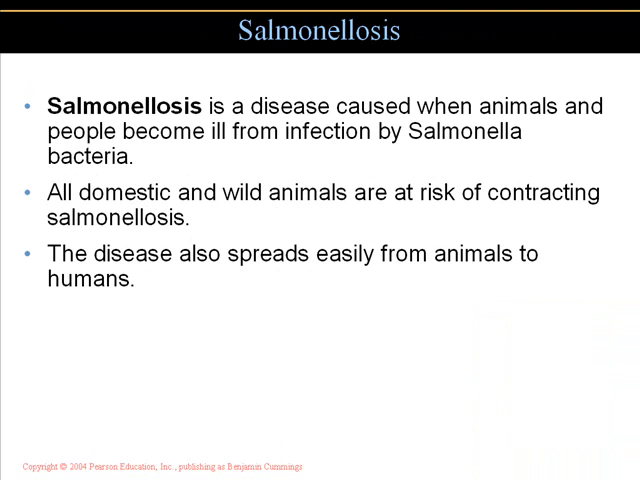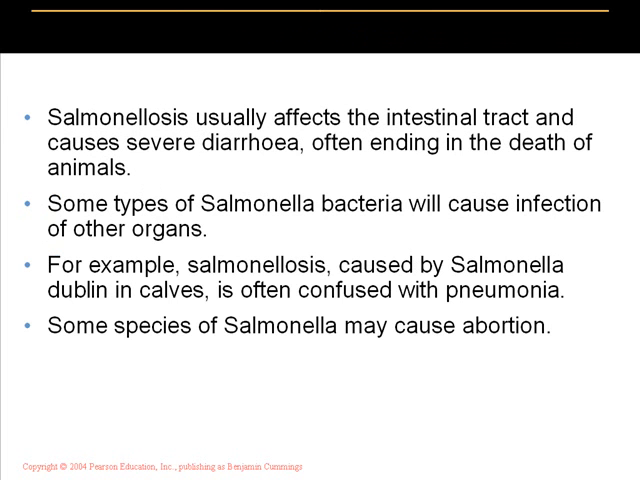Salmonellosis is basically a disease caused when animals and people become ill from infections by salmonella bacteria. All domestic and wild animals are at risk of contracting salmonellosis. The disease also spreads easily from animal to human. It usually affects the intestinal tract and causes severe diarrhea, often ending in the death of animals. It can cause severe diarrhea, abdominal pain, and cramping in humans as well.